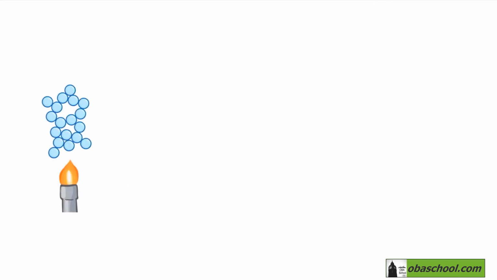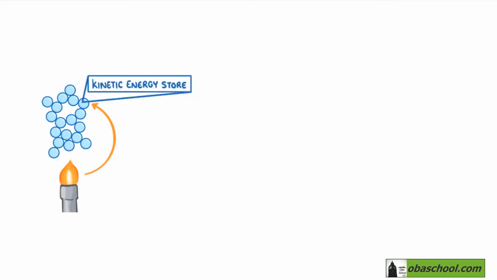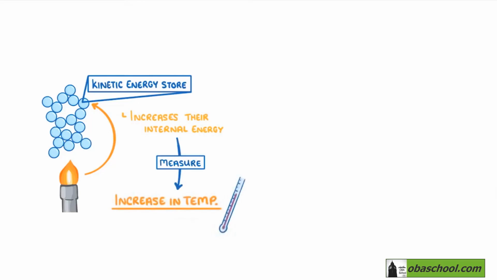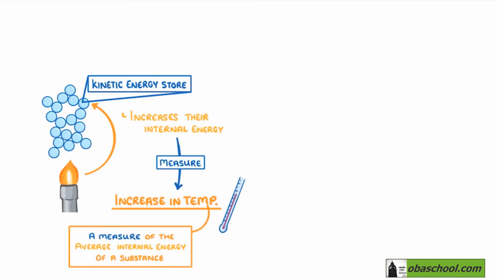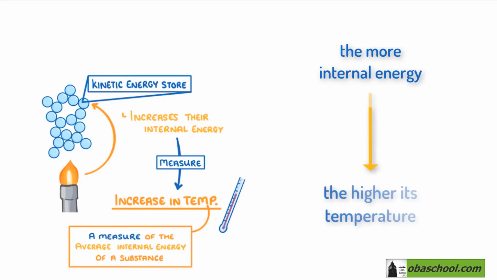Whenever you heat up a substance, it transfers energy to the kinetic energy store of all the particles, so it increases their internal energy. We measure it as an increase in temperature, because temperature is just a measure of the average internal energy of a substance. So, the more internal energy a substance has, the higher its temperature will be.